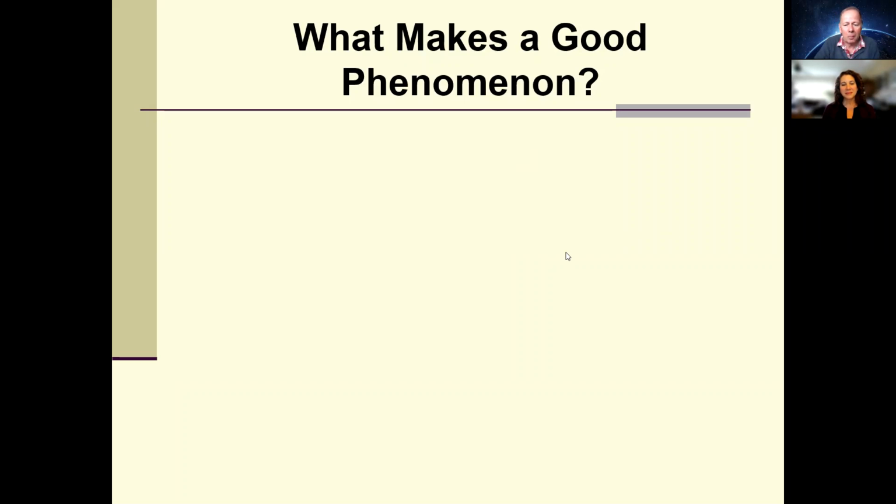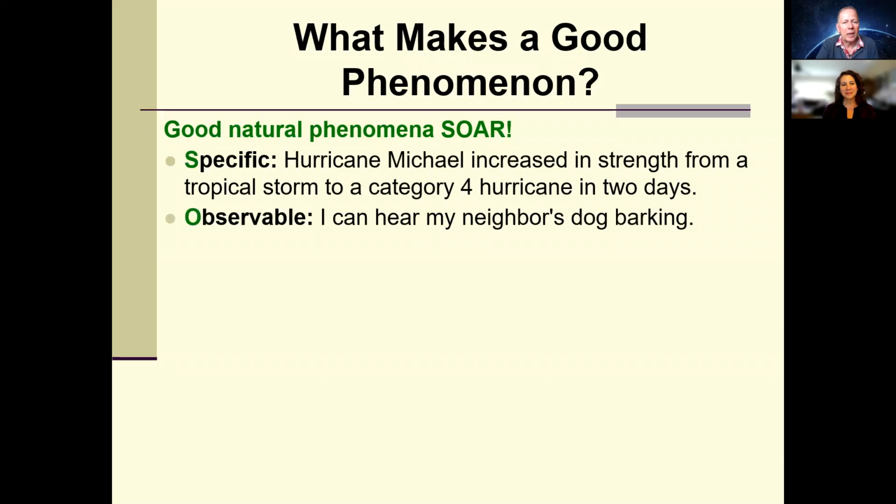So the way we've been thinking about phenomena is that good natural phenomena SOAR. And this acronym, the first two letters stand for specific and observable. I'll start with the observable. The observable is obvious, of course, but we have to remember that we can make observations with all five senses. So I can hear my neighbor's dog barking is a great observable phenomena.